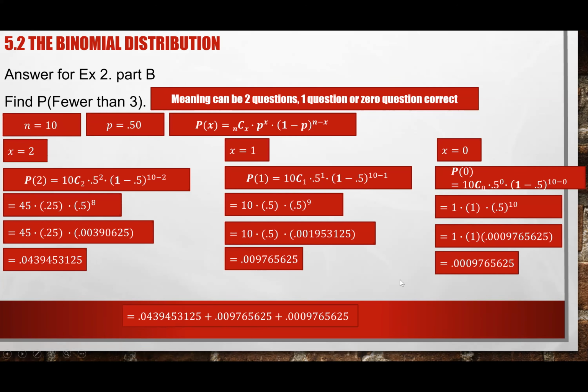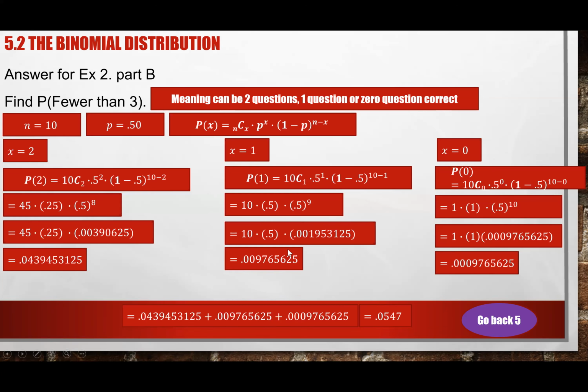And if you take all these and add them up, because remember, fewer than 3, you have to take the 2, the 1, and the 0. If you add all of those together, the probability of you getting fewer than 3 questions correct is roughly 0.0547. So roughly 5%, right? A little bit more than 5% that you have either 2 questions correct, or 1 question correct, or 0 questions correct.